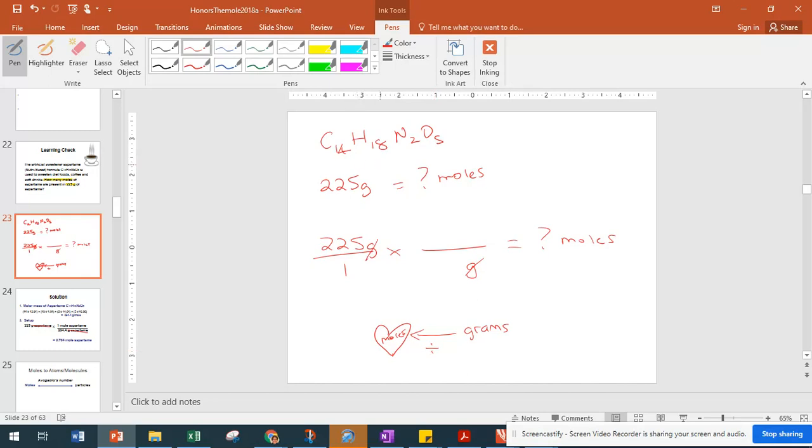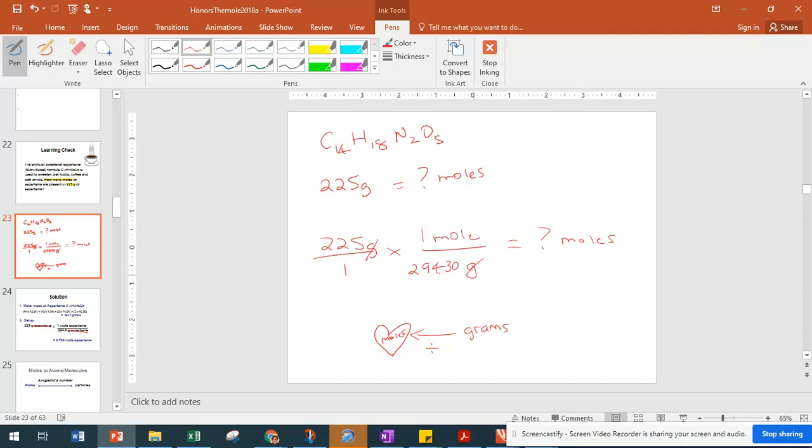So I'm going to do 14 times 12.01 plus 18 times 1.008 plus 2 times 14.01 plus 5 times 16. And when I do that, I'm going to get 294.30 grams. And remember, with molar mass, the other side of our conversion factor is 1 mole.